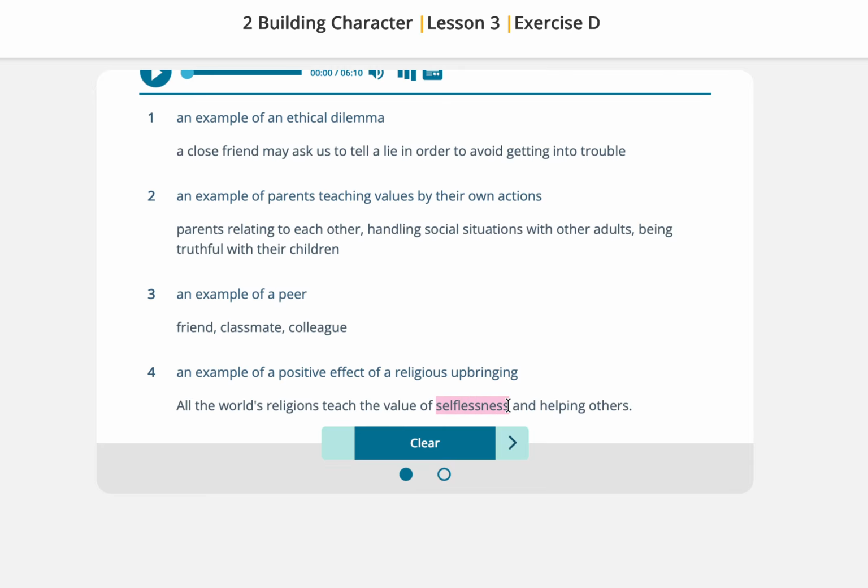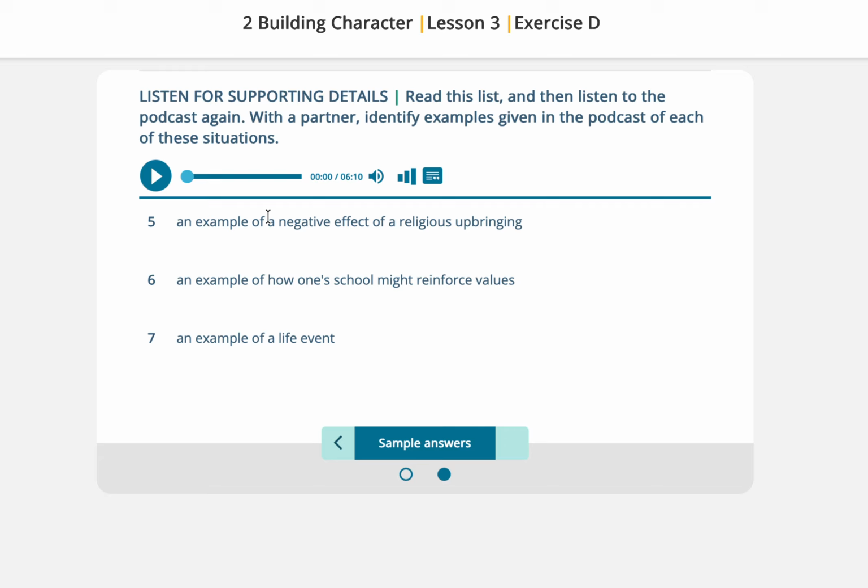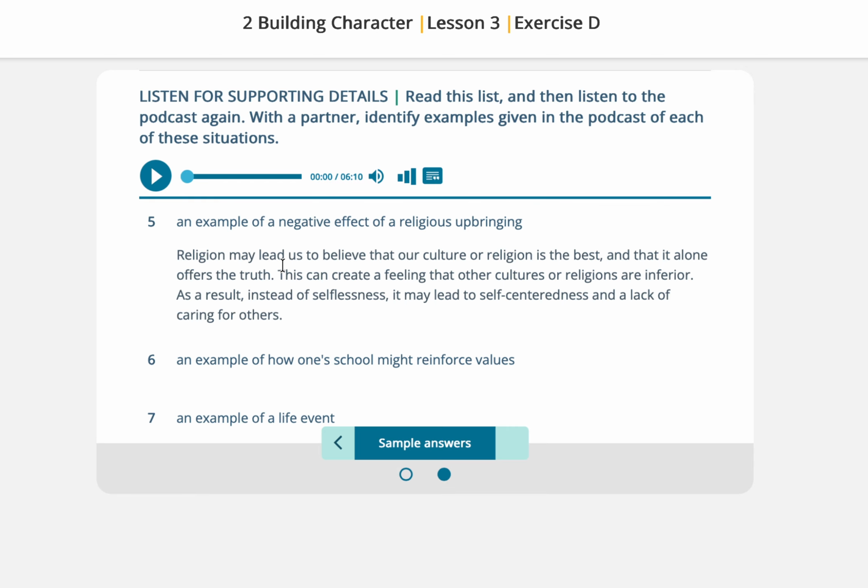This is a very interesting word. Selflessness. Write it down. Learn it. An example of a negative effect of a religious upbringing: sometimes religion may lead us to believe that our cultural religion is the best. Sometimes people who are very religious are very intolerant. That is one of the drawbacks of it, that it alone offers the truth. This can create a feeling that other cultures and religions are inferior. As a result, instead of selflessness, it may lead to self-centeredness and a lack of caring for others. Another important word, self-centeredness.